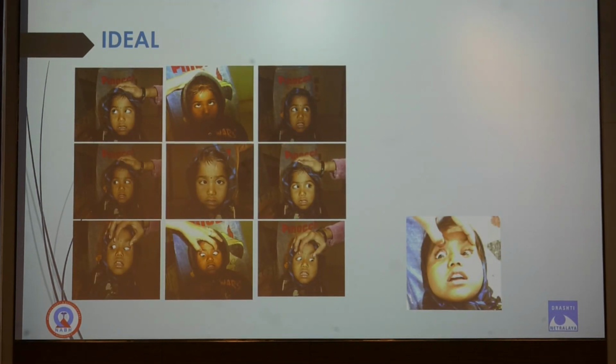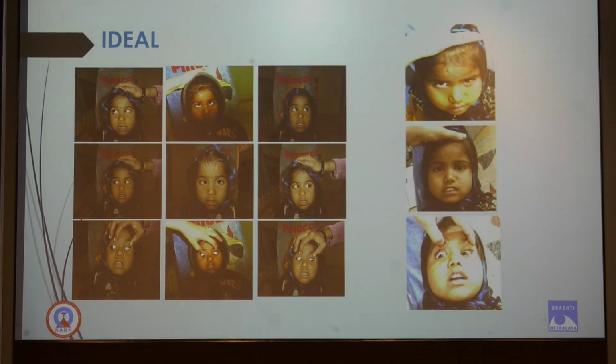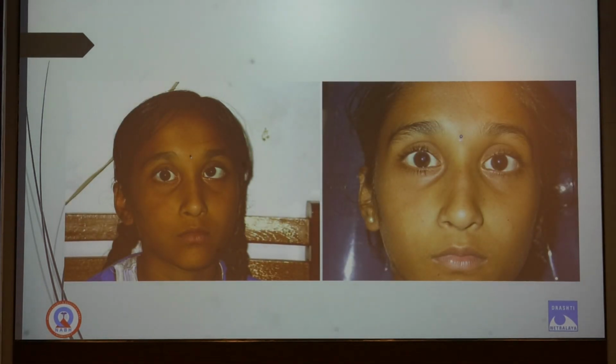So what is ideal? The child keeps the head straight with good binocular single vision, with good stereopsis, without any pattern. And you can't leave the child at this small age. You need to follow up to the later age also.